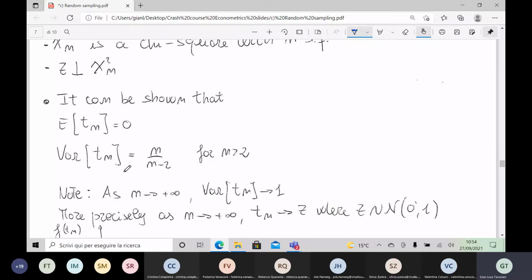Observe that the variance is well defined only if n is greater than 2, because if n is equal to 2, you have 2 over 0, which is not a real number. If n is smaller than 2, for example 1 minus 2 is minus 1, you have n, which is positive, divided by minus, so you have a negative variance. A negative variance does not make any sense, because it's an average of squares. So the variance is well defined if and only if n is greater than 2.